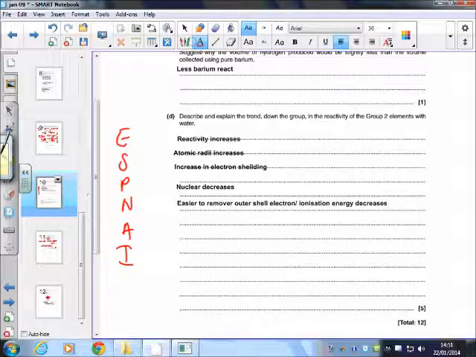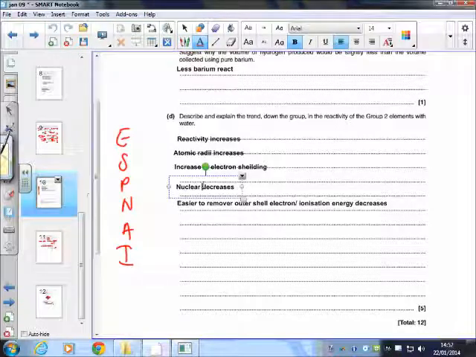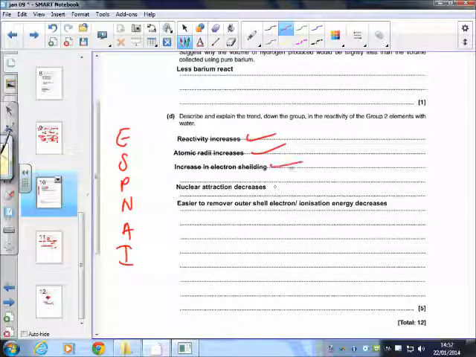So let's see if we've covered all our points. Electron shells, we've talked about that in atomic radius. Shielding, we've covered that point here. Protons, we talked about nuclear attraction here. I missed it off. So nuclear attraction decreases. This is why it's good to check your answers, okay? So nuclear attraction decreases, atomic radii, we've covered that there, and ionization energy we've covered in this last point. So for all those 5 marks, you need to have covered these points here, and reactivity for the last one for 5 marks. And that's the end of the paper.